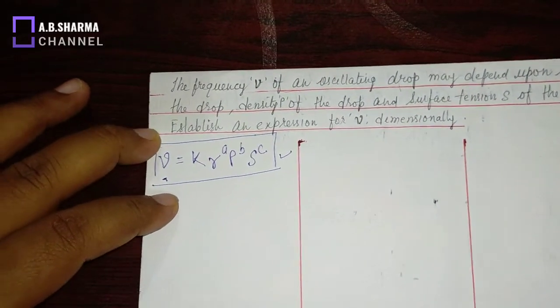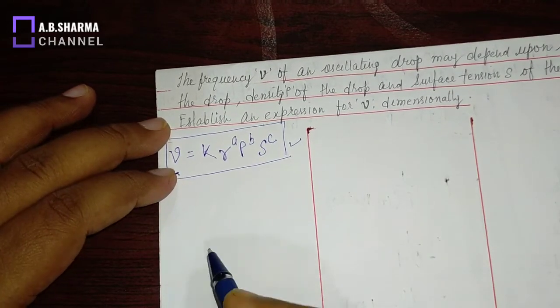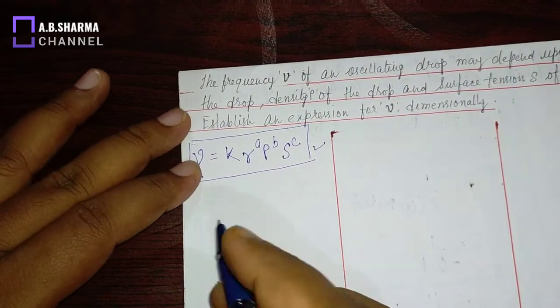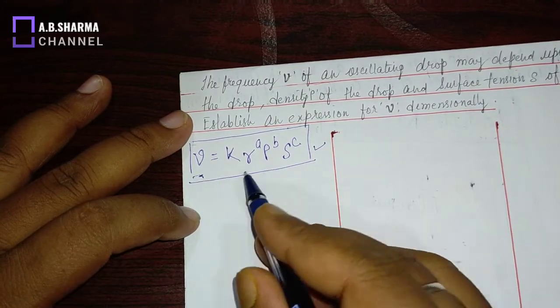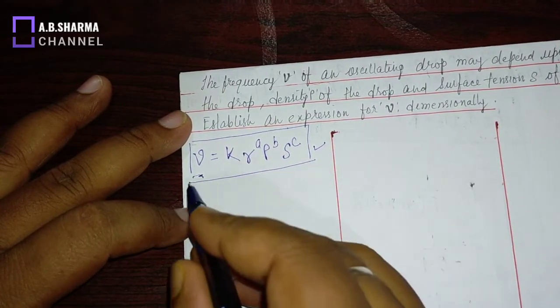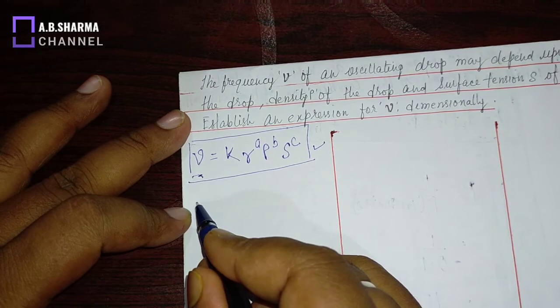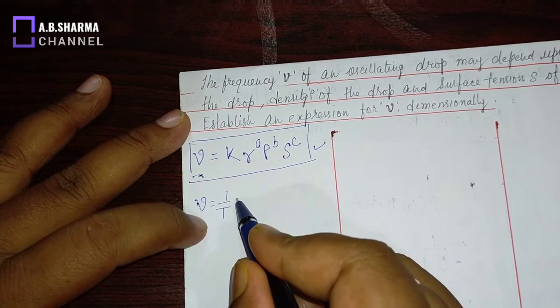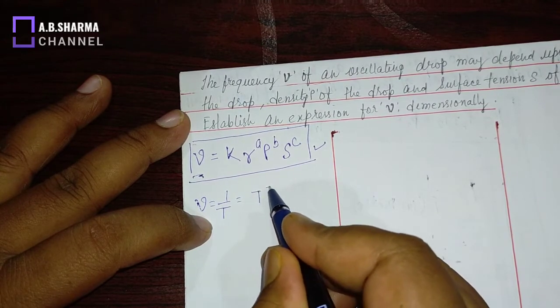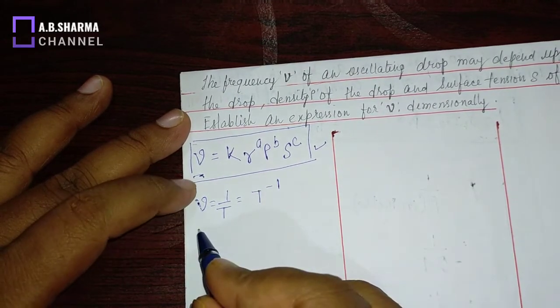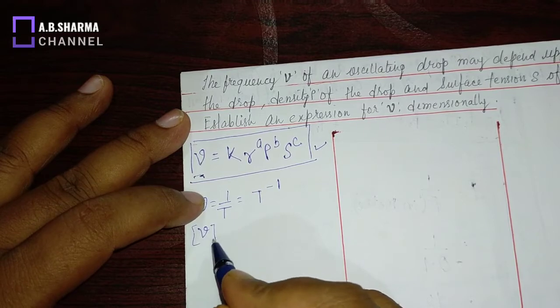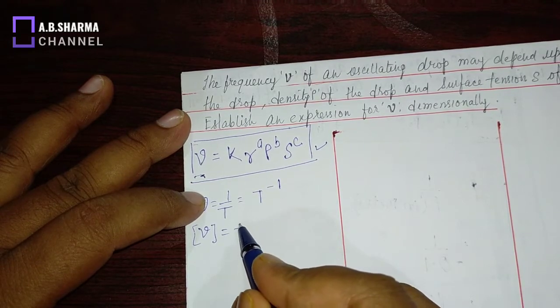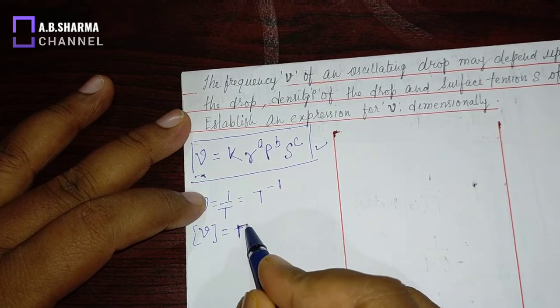For solving this sort of questions, first we will have to write the dimension of the left hand side, then the right hand side. Dimension of nu, that is nu equals 1 over time period, or T to the power -1. So the dimension of nu will be T to the power -1.